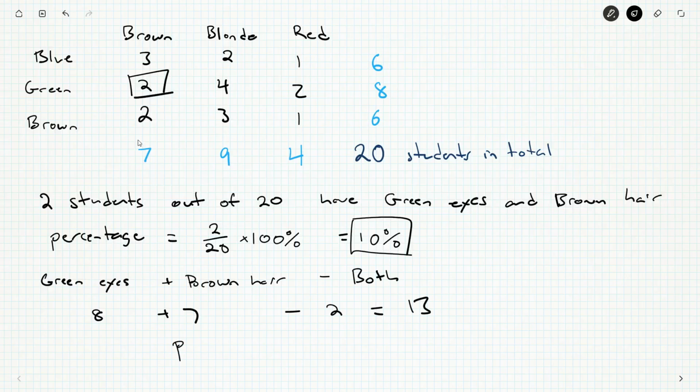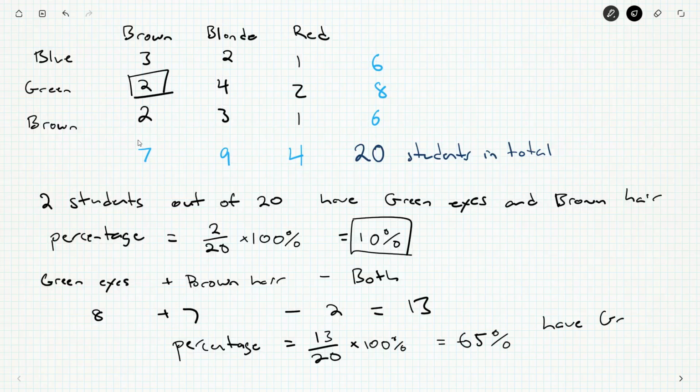And we want percentage. So that's going to be 13 over 20 times 100%. Now 100 over 20 is 5. 5 times 13. And if you need to, of course, use your calculator. But 65% of the students have green eyes, brown hair, or both green eyes and brown hair.